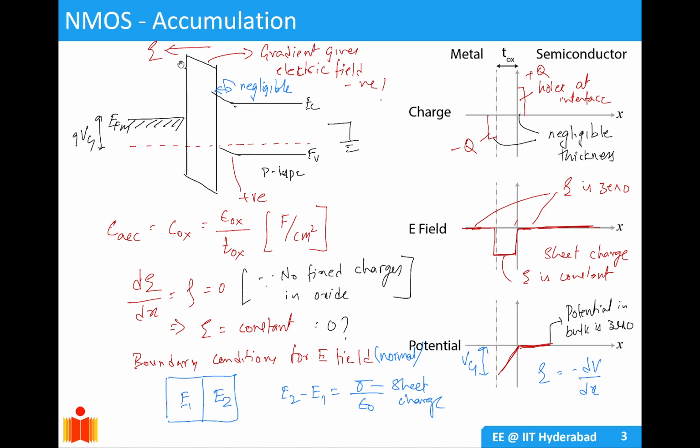On the oxide also you will see there's a band bending. The oxide band bending is given by the direction of the electric field. If the electric field is in the negative direction, then the oxide band will have a negative slope. And if the electric field is in the positive direction, then the oxide will have a positive slope.